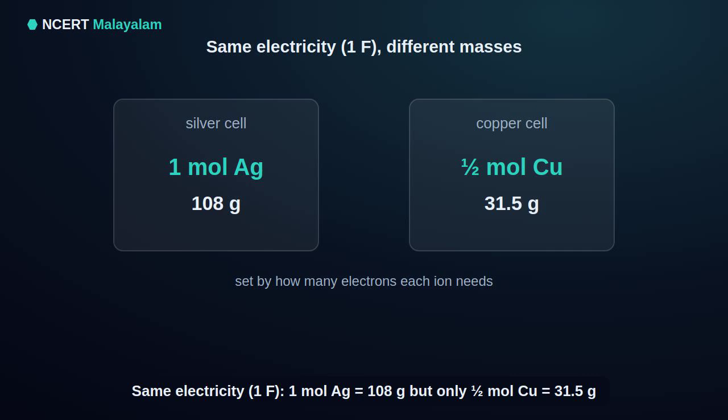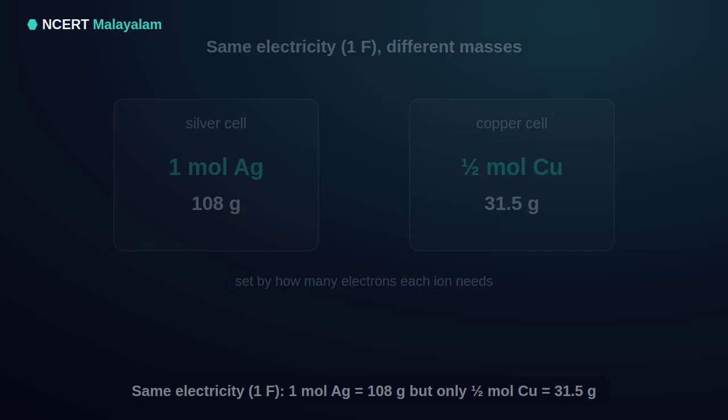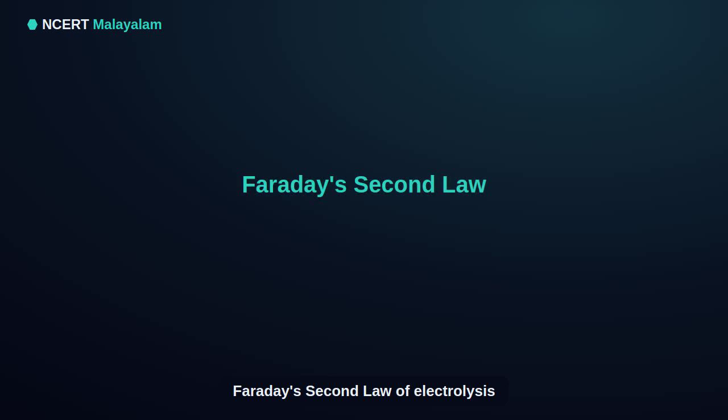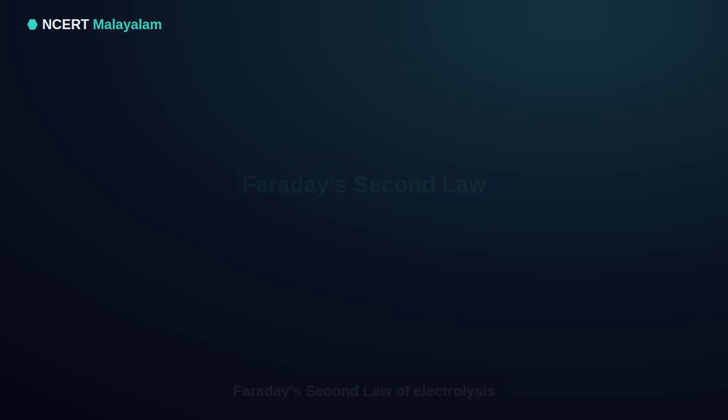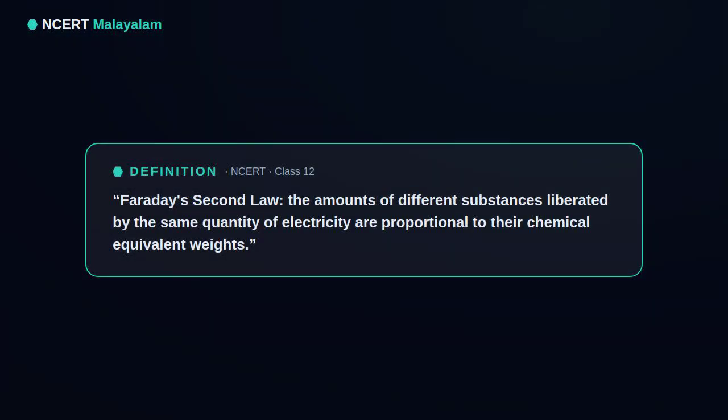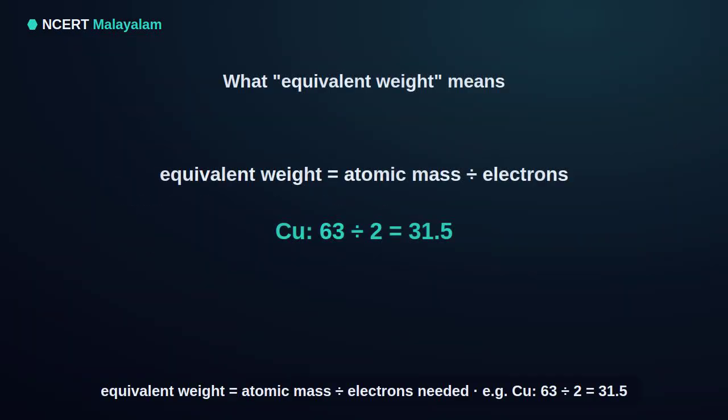1 Faraday gives 1 mole of silver, 108 grams, but only half a mole of copper, 31.5 grams. Faraday's second law: the amounts of different substances liberated by the same quantity of electricity are proportional to their chemical equivalent weights. Equivalent weight is the atomic mass divided by the electrons needed. For copper, that is 63 divided by 2 equals 31.5.